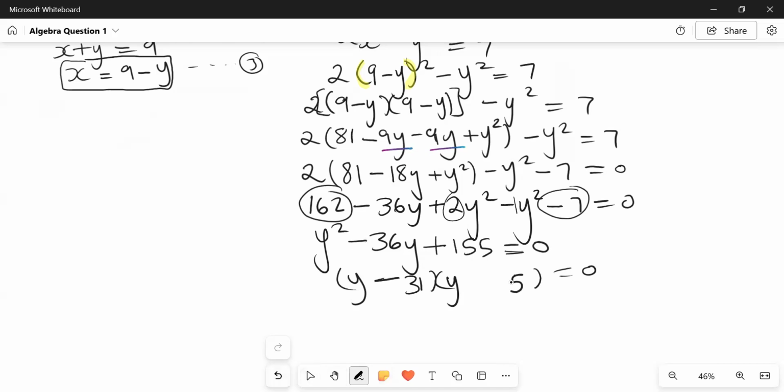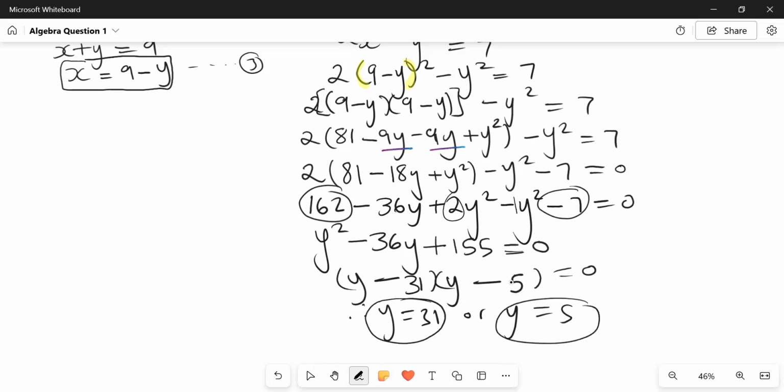So you'll have your negative and the negative there. Then from there, we can say, therefore, y equals 31, or y equals 5, right? And then we go back to our equation 3. In place of y, we substitute 31 and 5.